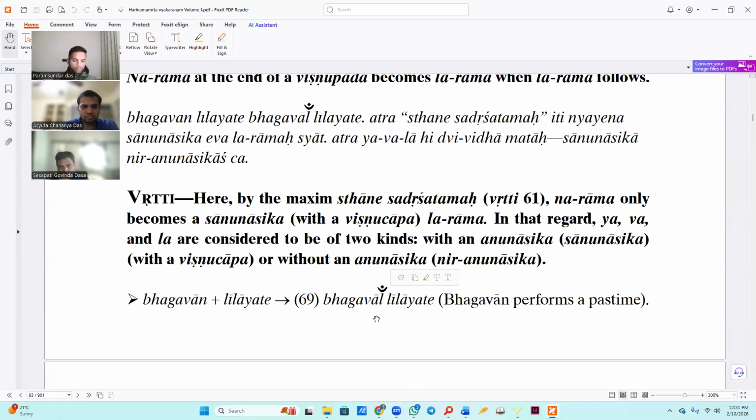So yes, the Vishnu Chapa is there. Bhagavan Leelayate.